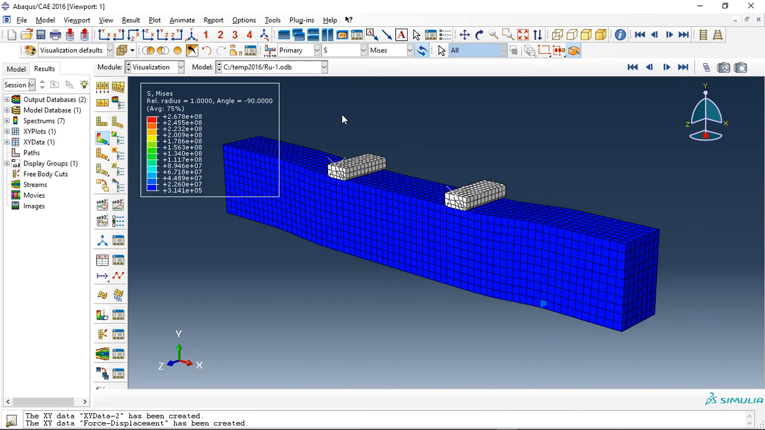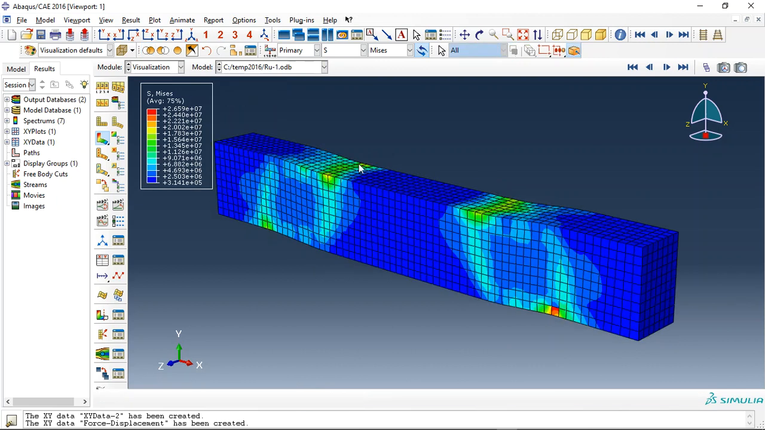Today I did a model of the four-point bending of the RUC beam, a rubberized concrete beam, also reinforced with bar and S-strip. Let me just check the concrete. This is the rubberized concrete. You can see the S-stress.